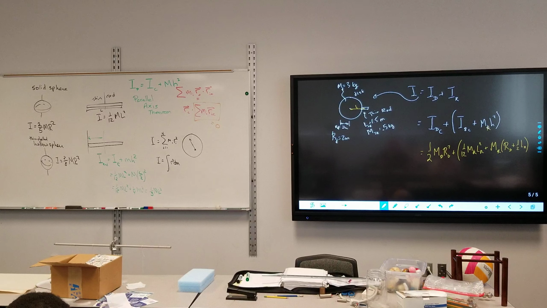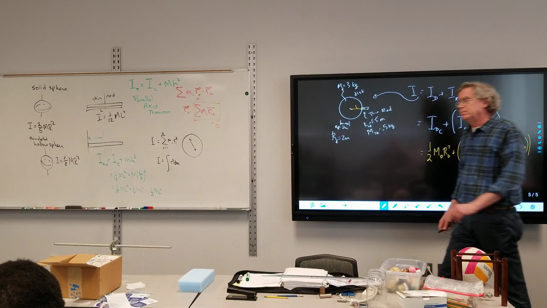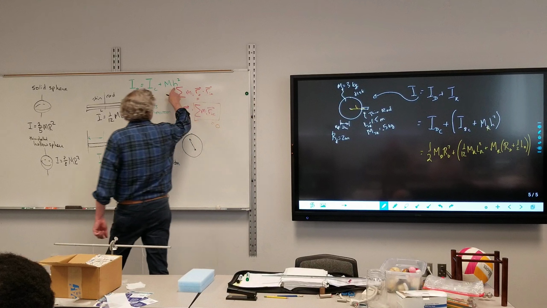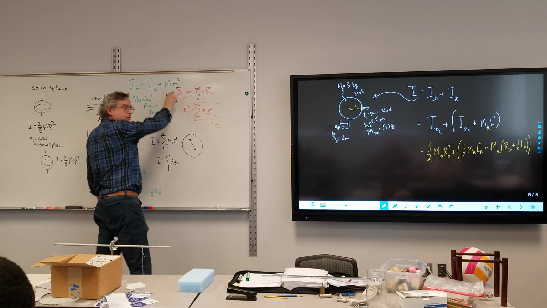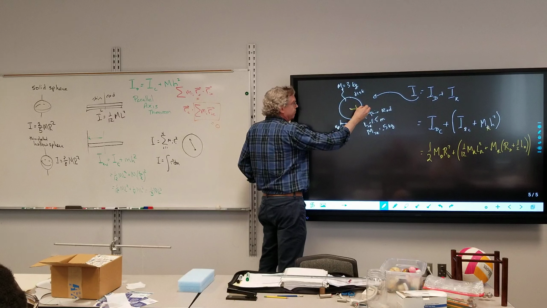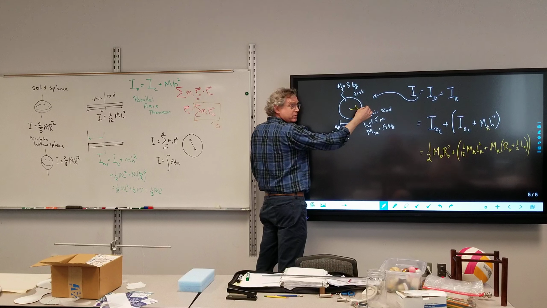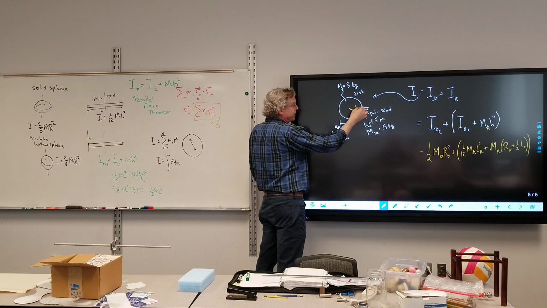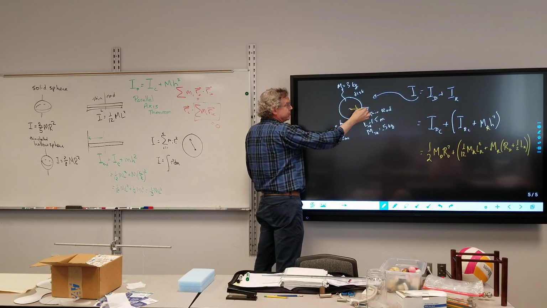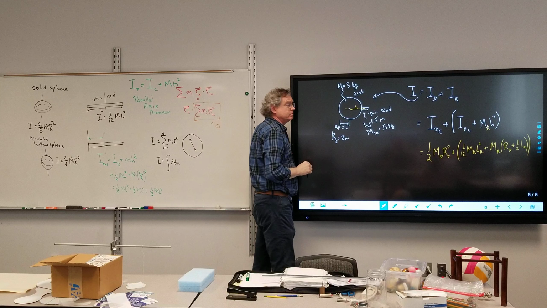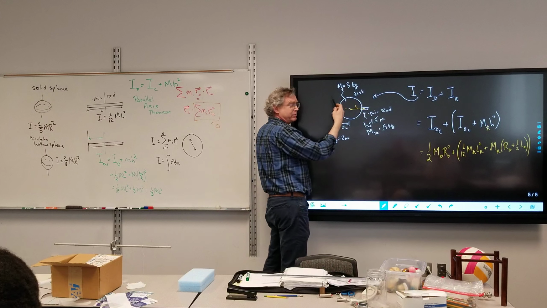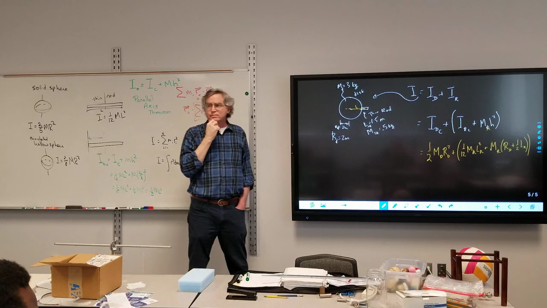Is L the weight of the rod plus the radius? The L is just the length of the rod. What's the yellow? When you're doing the parallel axis theorem, this h right here is how far you shifted the axis. So we have the formula if it's rotating about its center of mass, and we move the axis to here. So h is that distance, which ends up being the radius of the disk plus half the length of the rod.